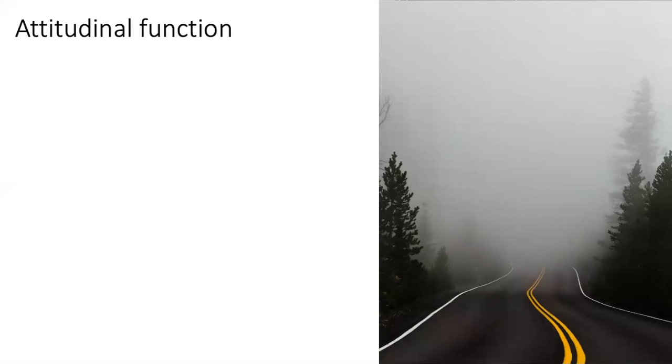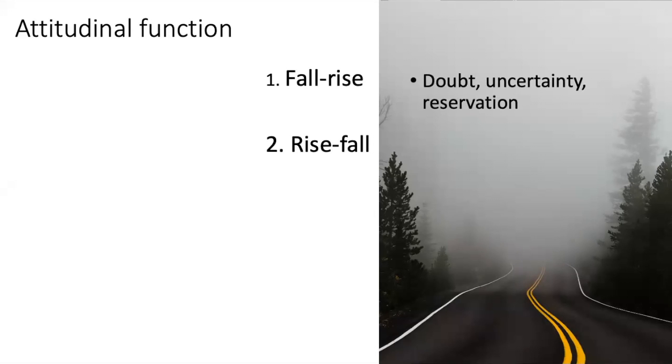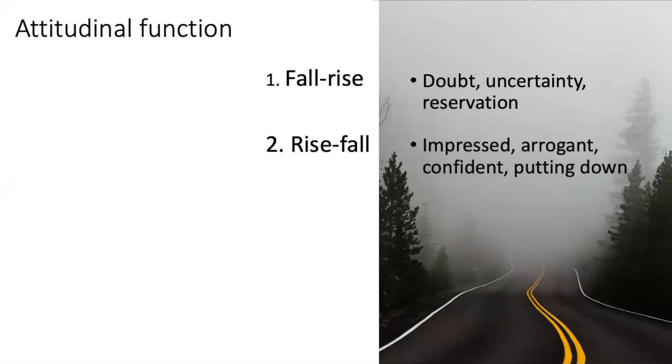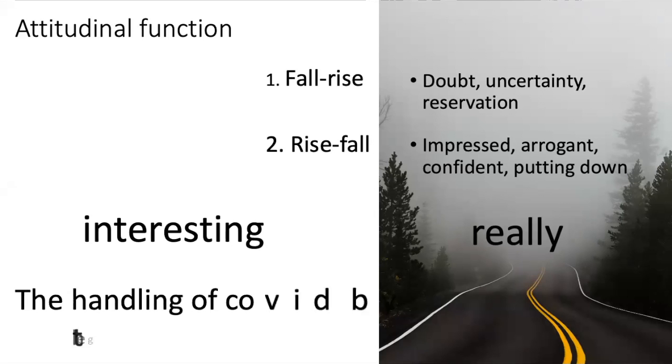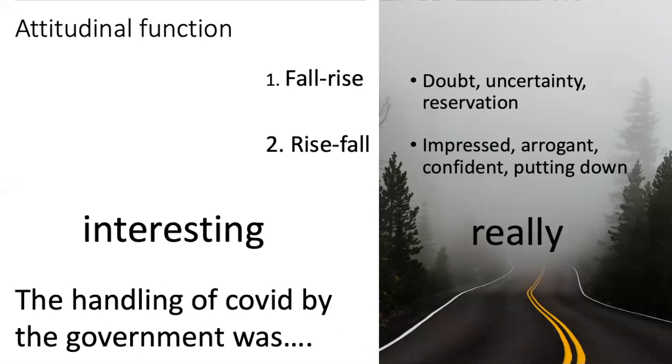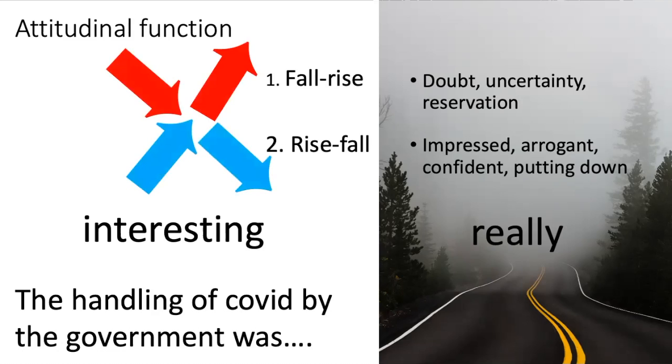There's also something called attitudinal function. Basically, your feelings, the fall-rise and the rise-fall. So if it's a fall-rise, there's doubt, uncertainty. Whereas a rise-fall, you can be impressed or even arrogant or confident. Really? Really? Interesting? Interesting. So if someone asks you, what do you think about the handling of COVID by the government? It was interesting. Interesting. So there's doubt. It was interesting. You were possibly impressed. So remember that at the end.